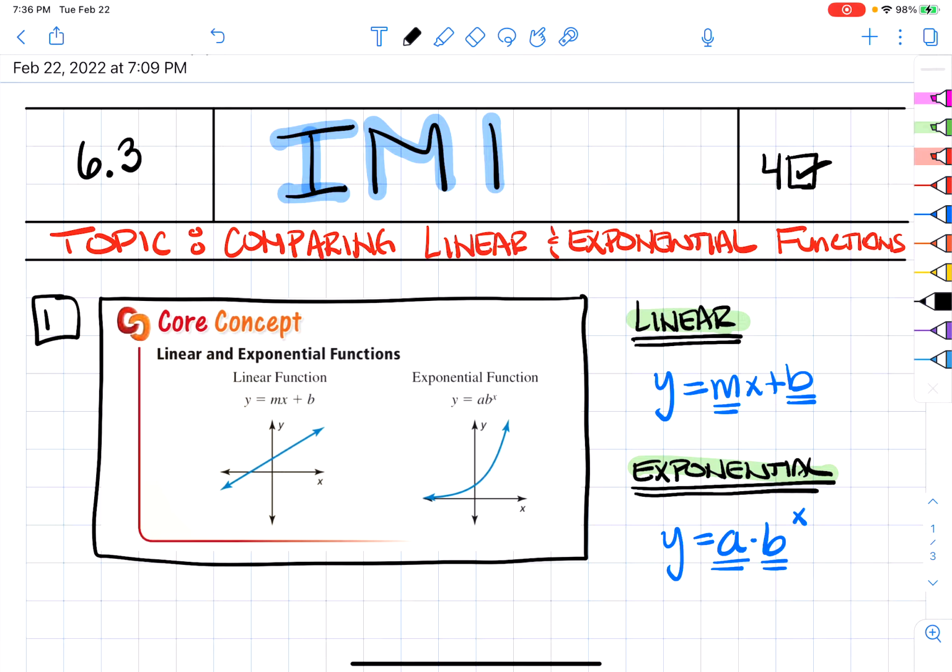So 6.3 IM1, there are 4 boxes for us to talk about today. The topic is comparing linear versus exponential functions. So something that we should be pretty good at this stage of the game.